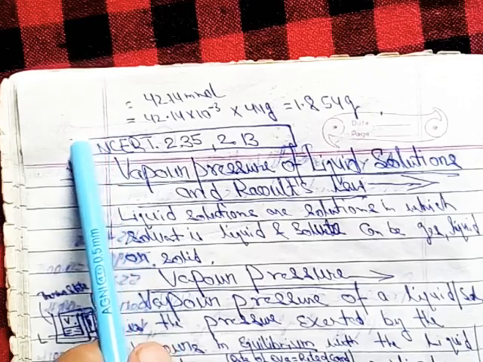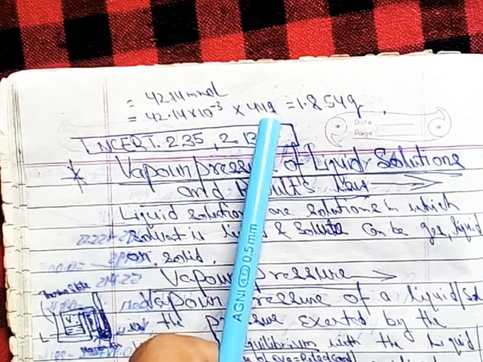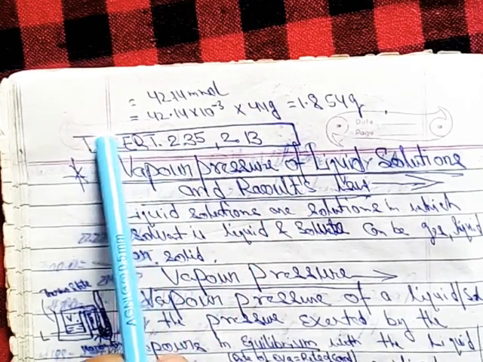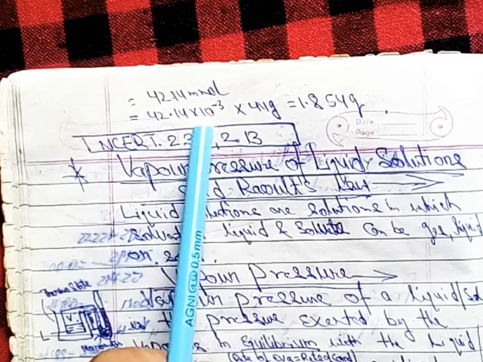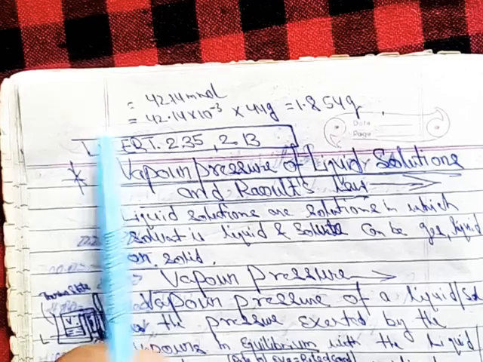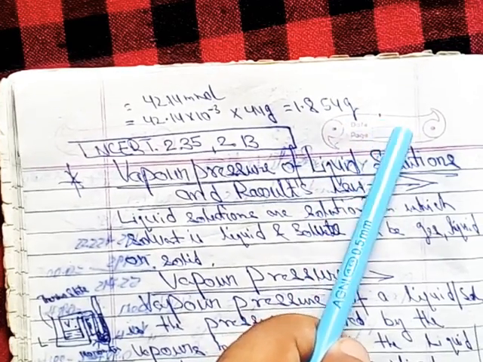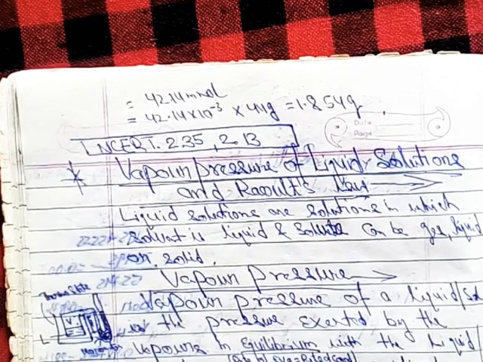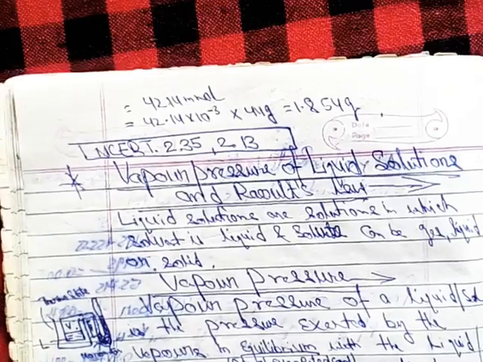If you want to convert it into mass, you can apply the number of moles formula: n equals given mass by molecular mass. The number of moles is given, molecular mass is given. So with the help of which we can get the mass, that is 1.854 gram. So till here we have just solved the numericals.